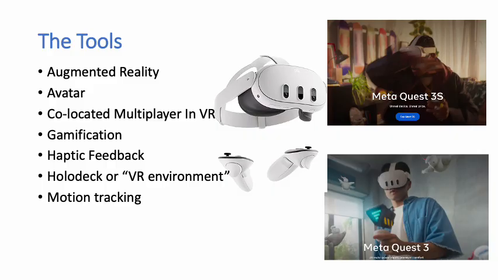Co-located multiplayer is a key concept in VR because this allows multiple users to interact in the same environment, in the same space with each other, as well as the same objects. For example, you can have a patient, multiple sailors or multiple soldiers treating that casualty, as we'll talk about a little bit later.